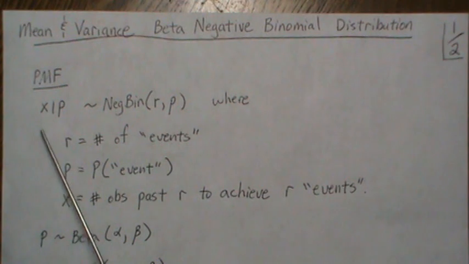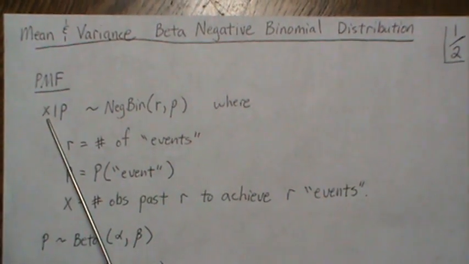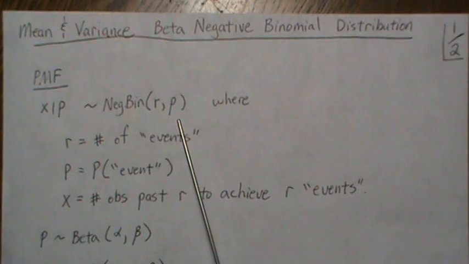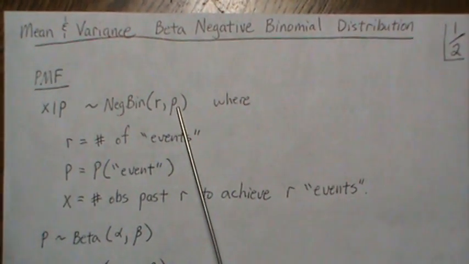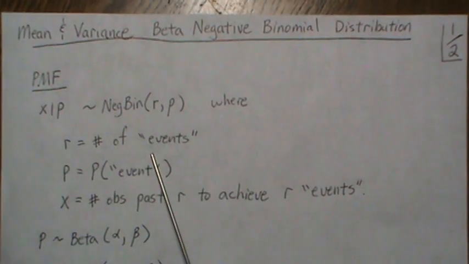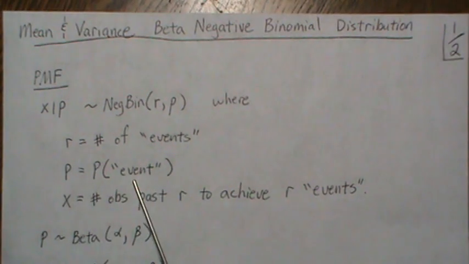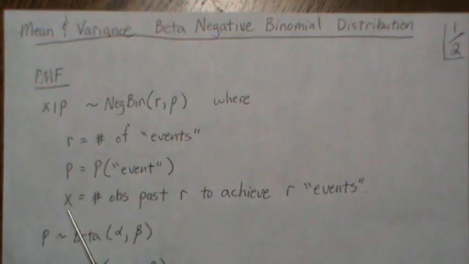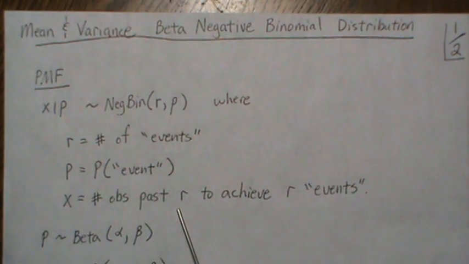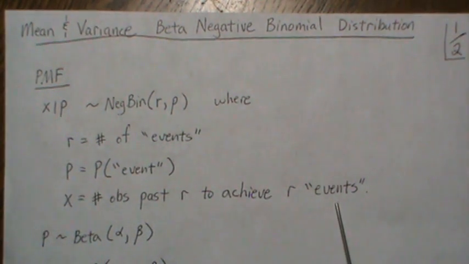Here, x given p, we're going to assume, is a negative binomial. So p is a constant in this case. And as a reminder, r is the number of events or successes, p is the probability of that event, and x is the number of observations past r to achieve r events.